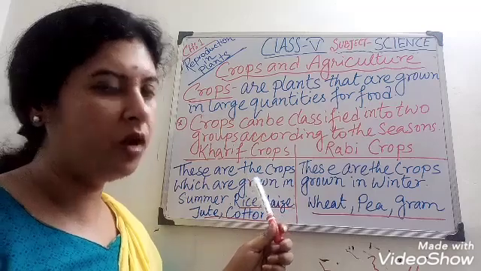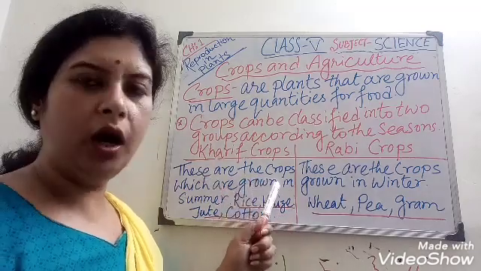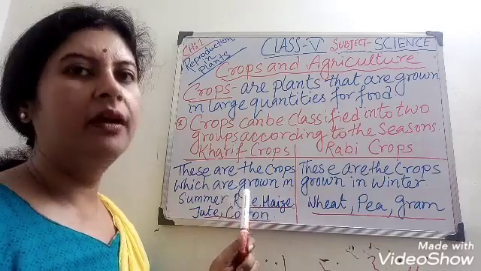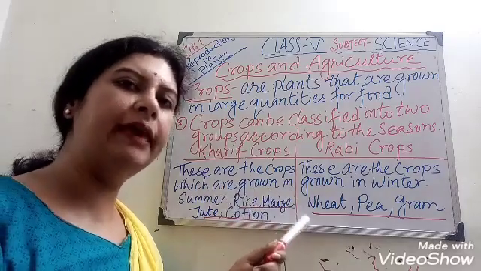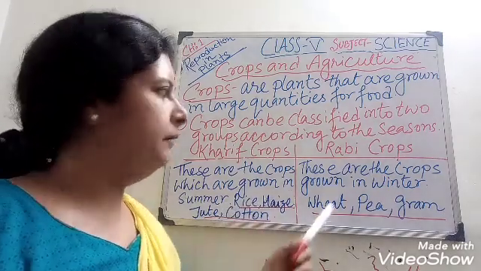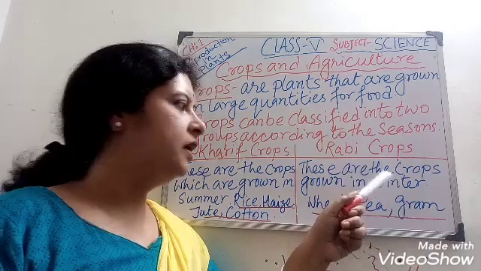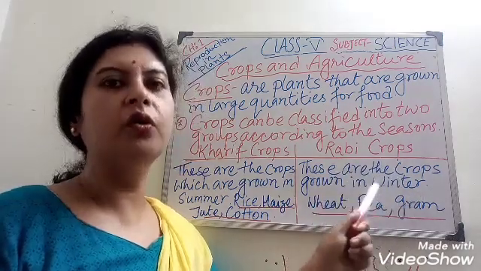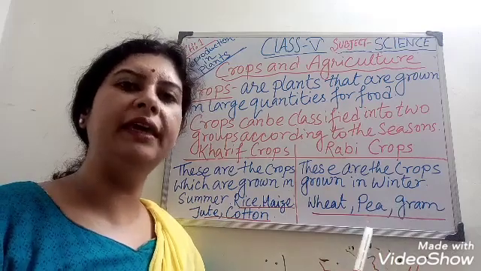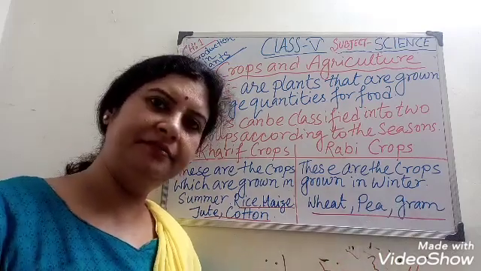Now what are Kharif crops? These are the crops which are grown in summer season. Examples are rice, maize, jute, cotton, barley, etc. And Rabi crops, these are the crops grown in winter season. Examples are wheat, pea, gram, etc.